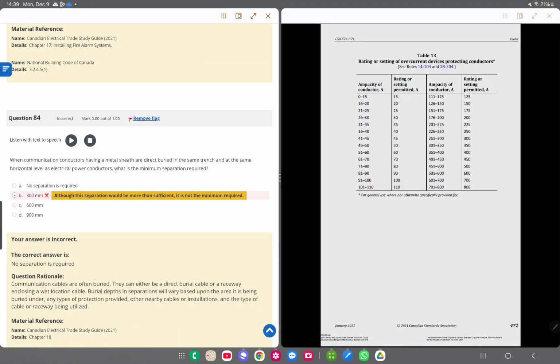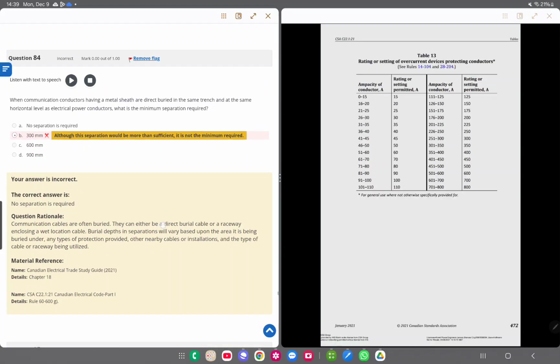When communication conductors have a metal sheath, are direct buried in the same trench and at the same horizontal level as electrical power conductors, what is the minimum separation required? The answer is there is no separation required.